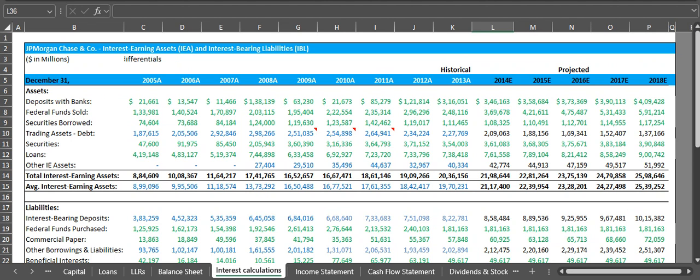So this is one part of the investment banking financial model. Let's meet in the next video for the final valuation number.